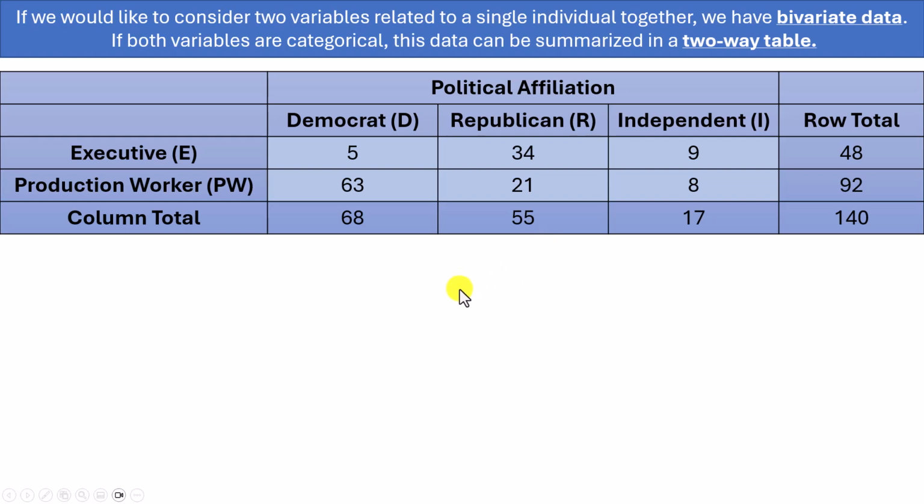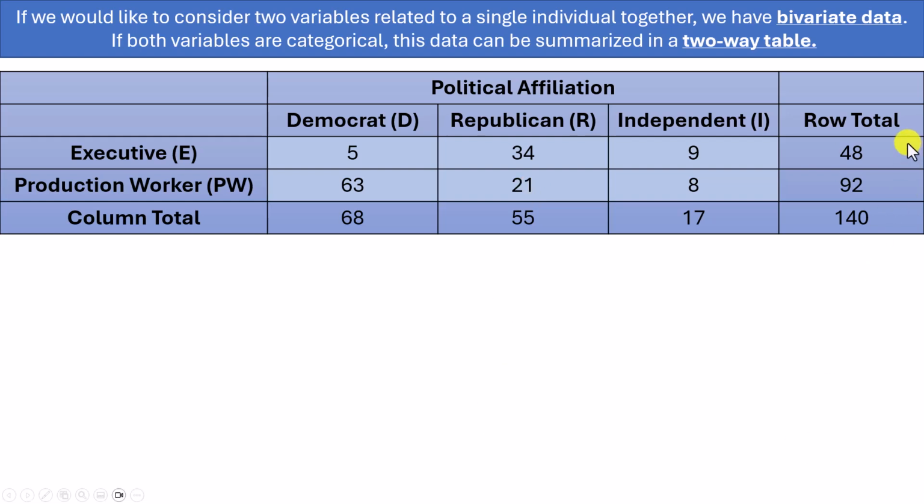Our two variables in this case are worker type as either executive or production worker, and political affiliation as either Democrat, Republican, or Independent. Inside the table, we have the number of individuals who have each combination of the row and column variable. For example, we have 5 individuals in the sample who are both executives and Democrats. We have 9 individuals who are both executives and independent. We have 21 individuals who are both production workers and Republican, etc.